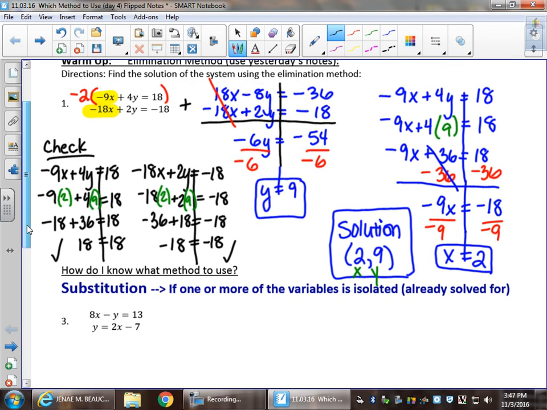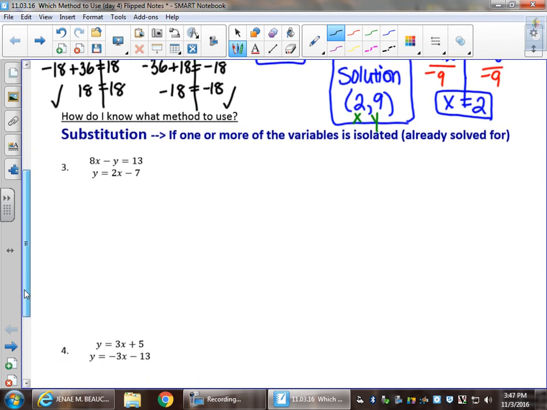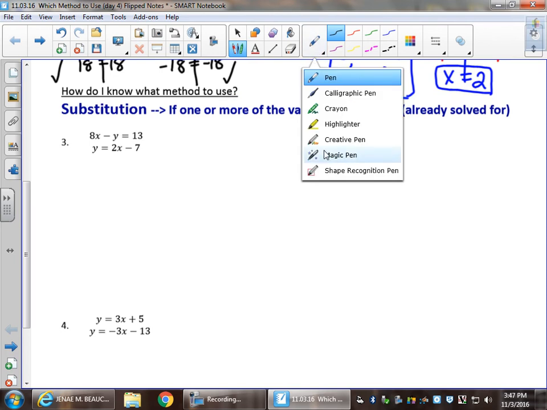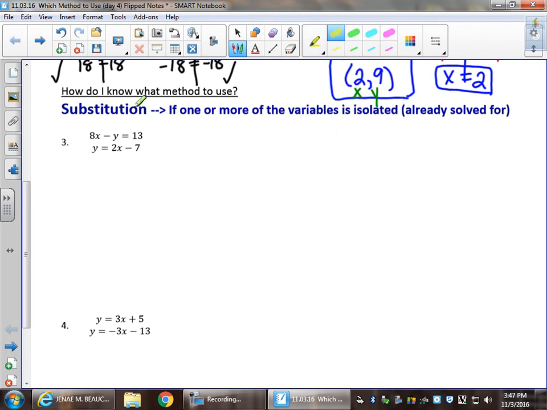Let's start answering our key question for today, which is how do I know what method to use? I'm going to highlight this title so it stands out. We're going to first discuss how do I know when I should use substitution. The key to that is right here. We will always use substitution if one or more of the variables is isolated, or in other words, already solved for. And we have 2 examples to demonstrate that.